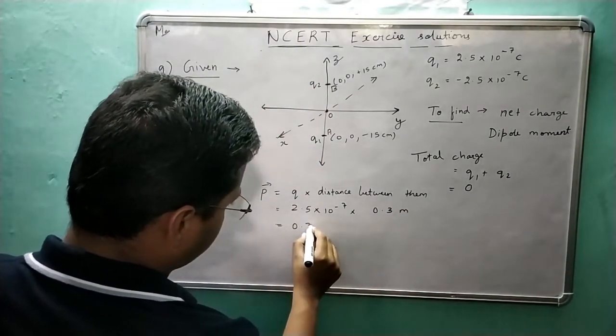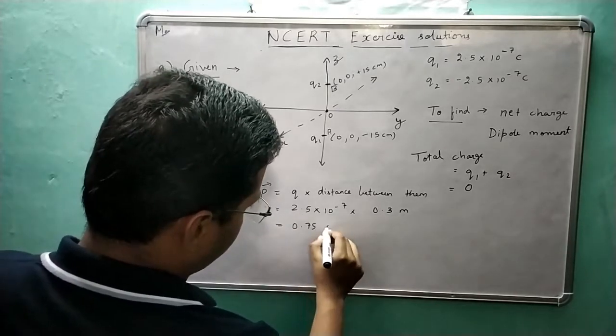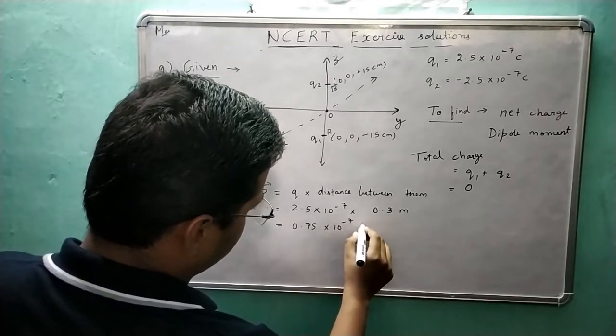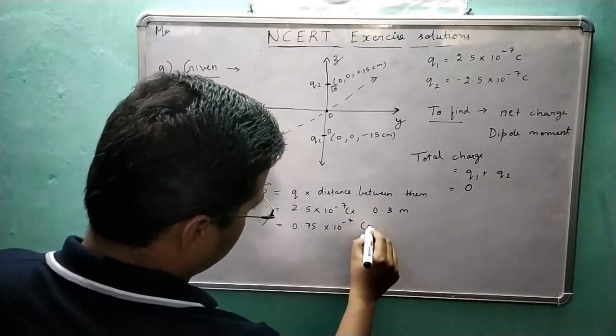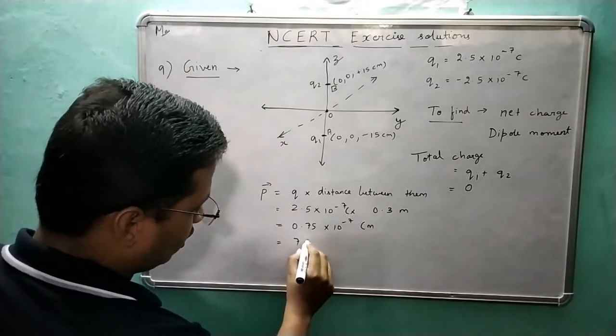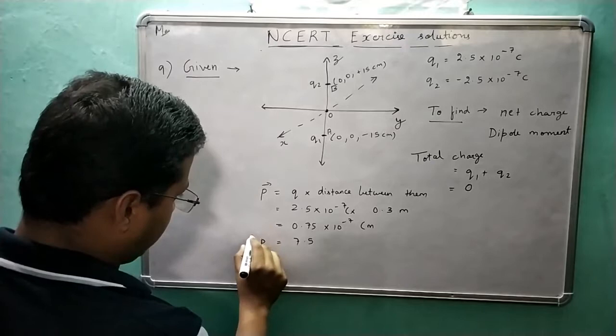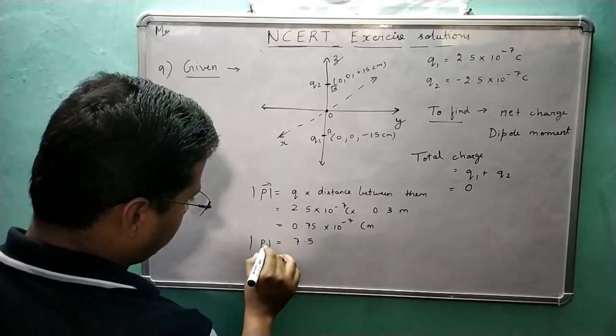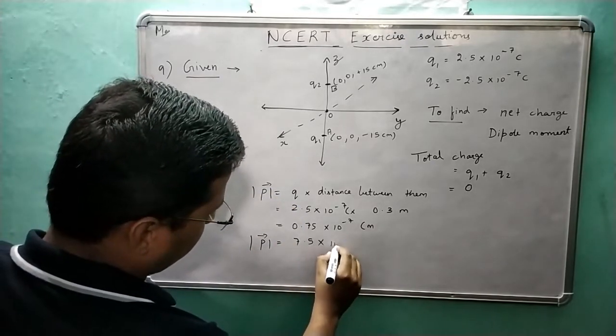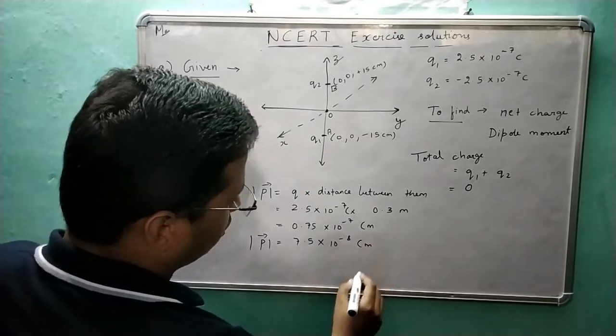So this becomes 0.75 into 10 to the power minus 7. This is coulomb meter. Or the magnitude of the dipole moment is 7.5 into 10 to the power minus 8 coulomb meter.